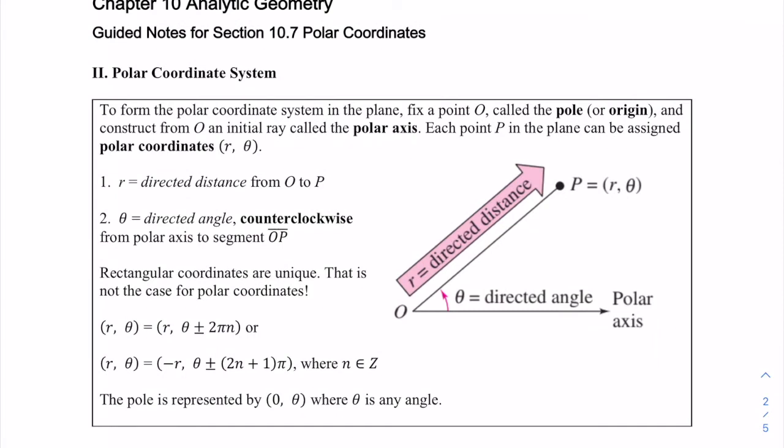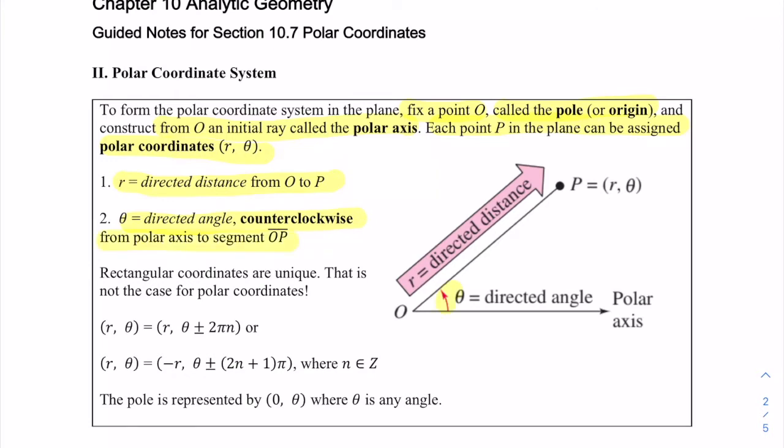Now let's look at the polar coordinate system, which won't be too difficult considering that you already know a lot of trigonometry. To form the polar coordinate in the plane, we have a fixed point O, which is the pole or the origin. And we construct from O a ray called the polar axis. Each point P in that plane can be assigned polar coordinates r, theta. r, like the radius, is the distance from O to P. And theta is the directed angle, going counterclockwise to the ray OP.